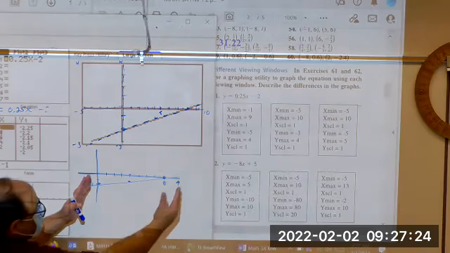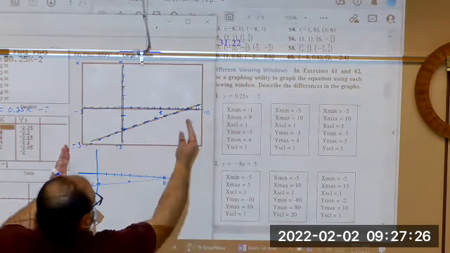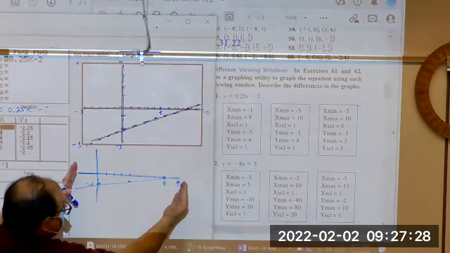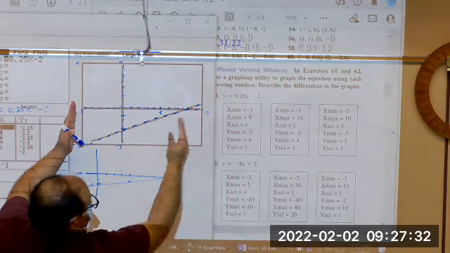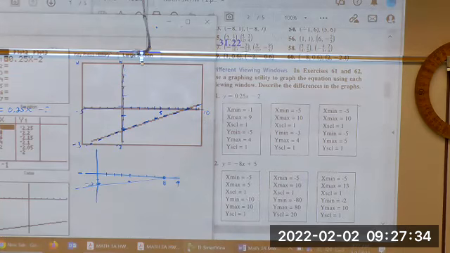You have more x-axis here to work with. Here you have less x-axis because this only goes to -1. This has 15 to cover. So it's going to be a little less steep than this one would be.